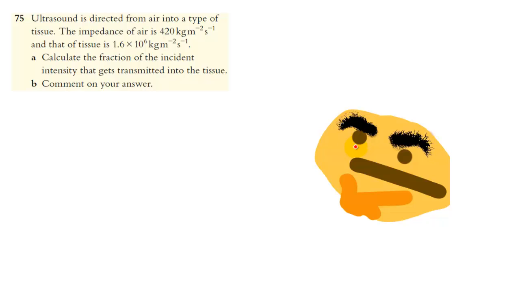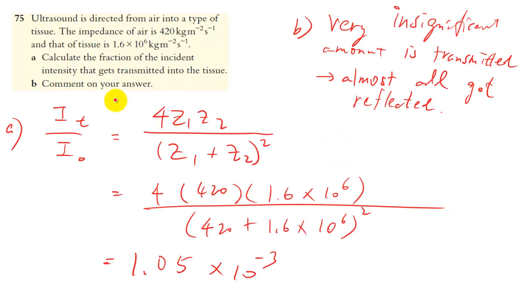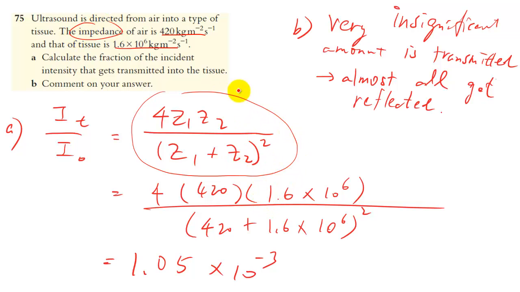Let's try the last question. Pause the video now. Okay, so part A is actually very simple, as long as you can recall this equation, and I mean you just simply substitute. These two are both impedances already, so you just have to substitute in. And in fact, if you see an ultrasound calculation question in paper 3, you should feel very happy, because that's probably the only calculation you have to do.